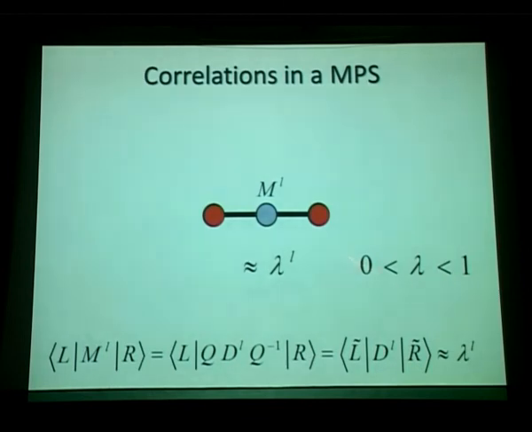And we can show that this eigenvalue lies between 0 and 1 if the wave function is normalized. So that's what we set out to show. So given any MPS, the correlations decay exponentially.